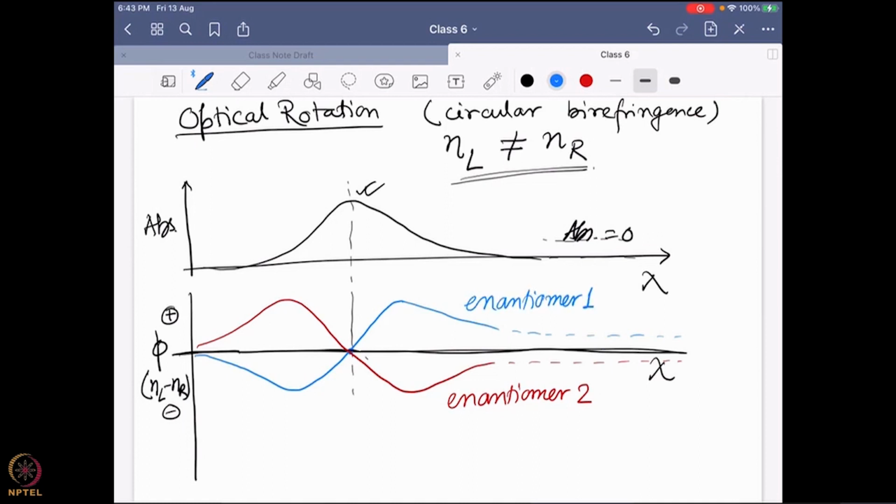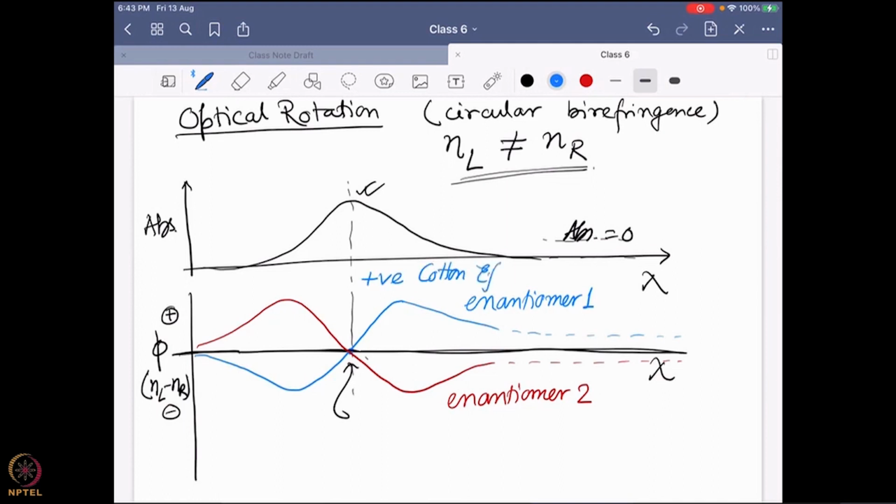And over here, you can see it is not only having the value 0 at this point, but they are also crossing from negative to positive or positive to negative region. So depending on which particular direction they are going, it is known as positive or negative Cotton effect. For example, the blue line is coming from the negative region and going to the positive, so it will be written as positive Cotton effect.